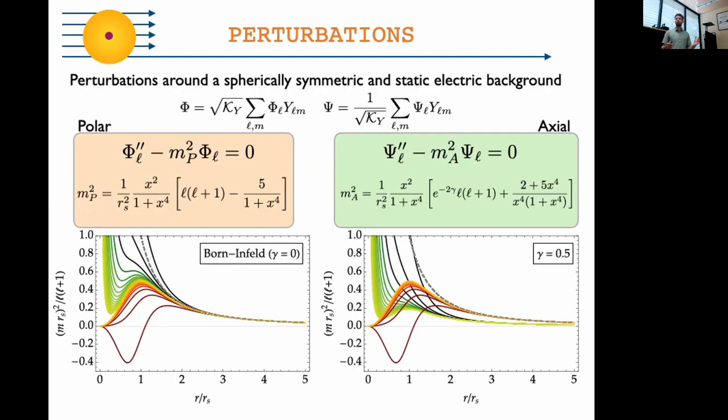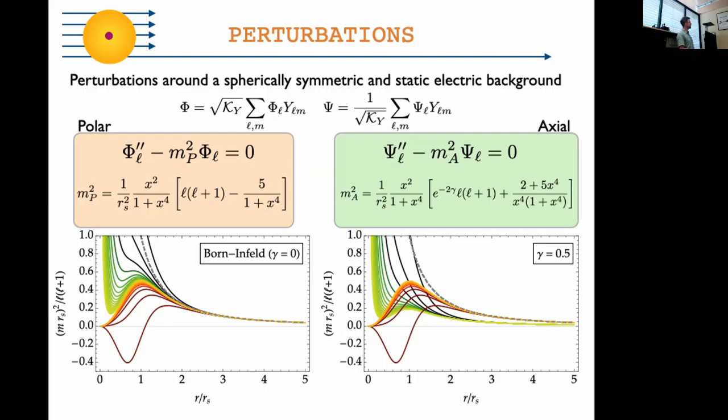As you can see, they are simple equations, basically oscillators. The mass will depend on the coordinates and on the angular momentum in the polar case, and also on the gamma coefficient in the case of the axial. So once you have your equation, here we are plotting the masses.